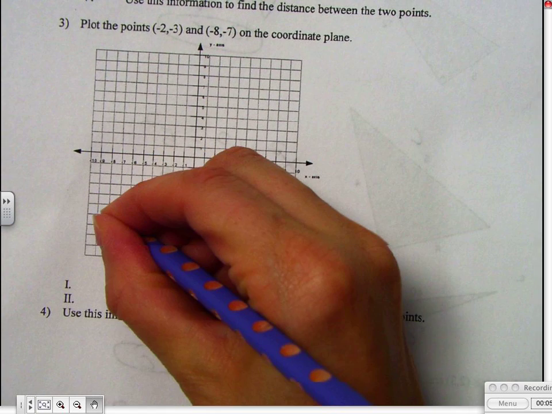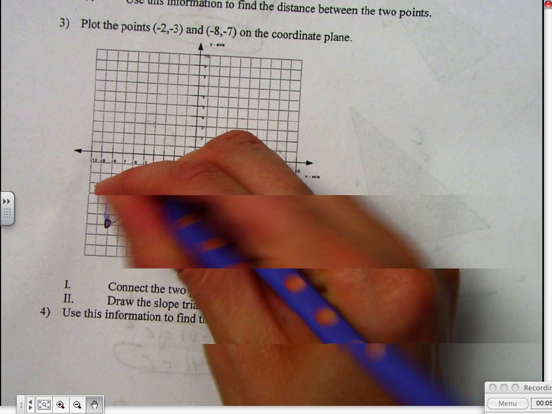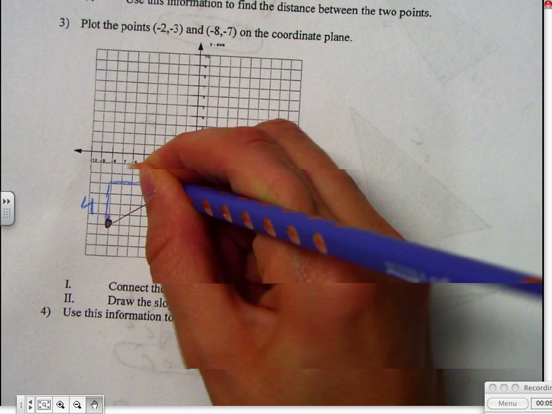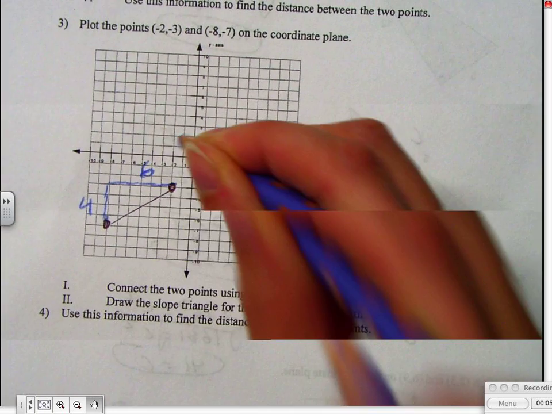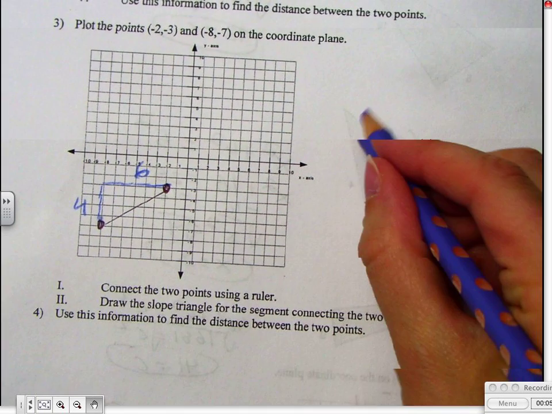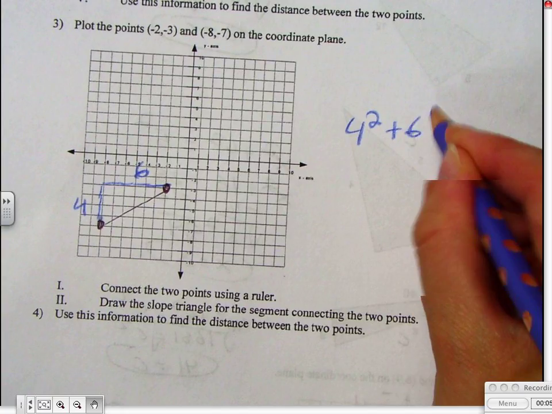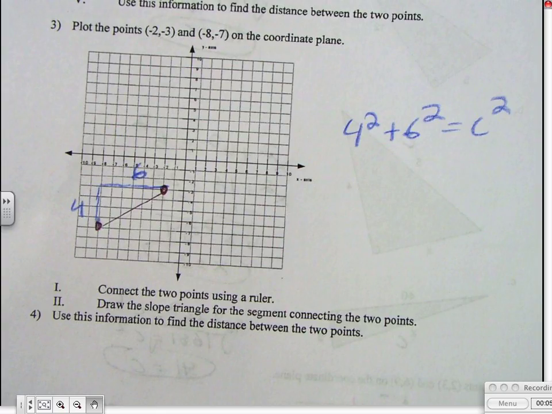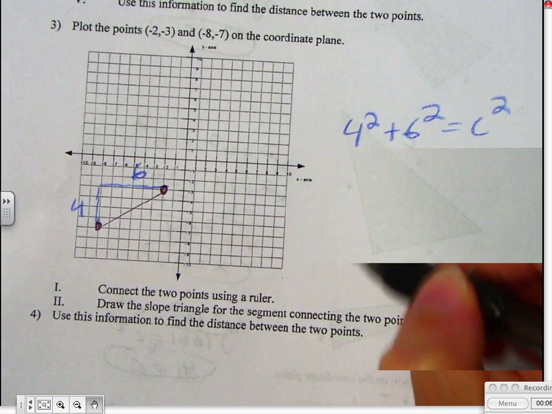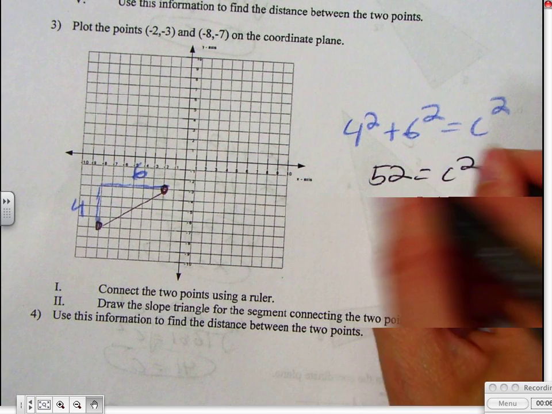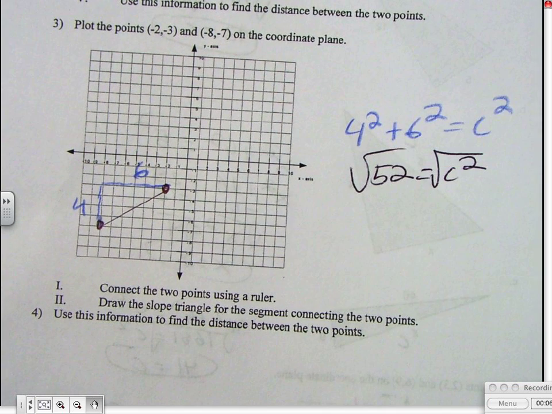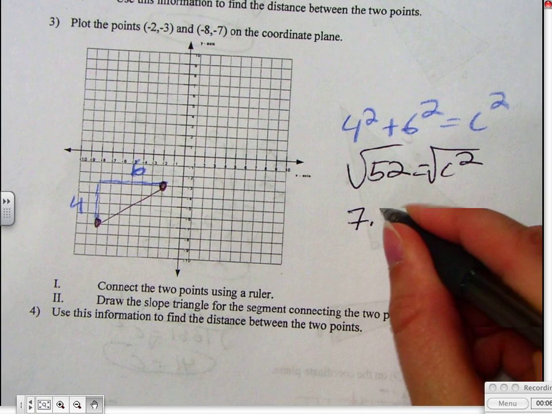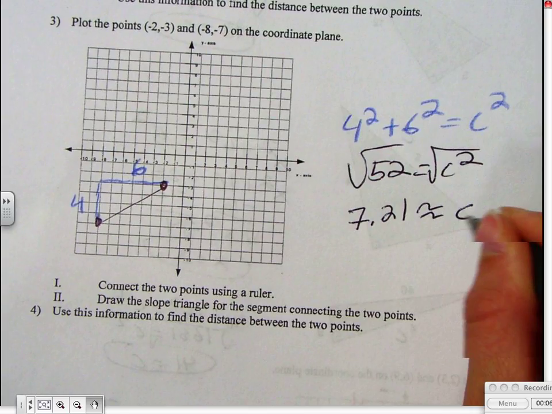I'm going to go up 1, 2, 3, 4, and I'm going to go over 1, 2, 3, 4, 5, 6. So it's going to be the same thing, right? 4 squared plus 6 squared equals c squared. So I should get the same answer, right? I should get 52 equals c squared, square root both sides. It gives us, again, 7.21 approximately is C.